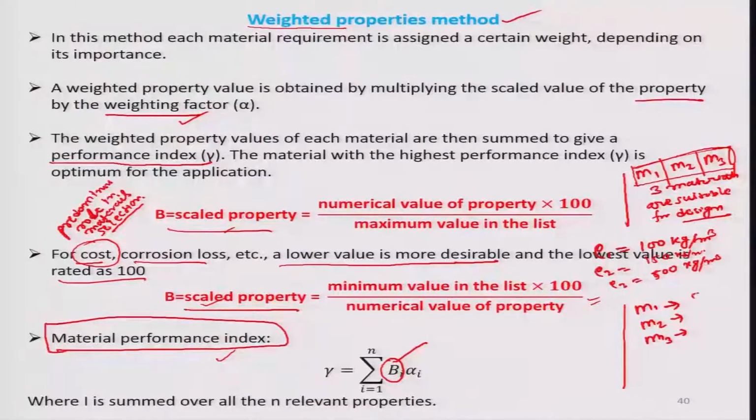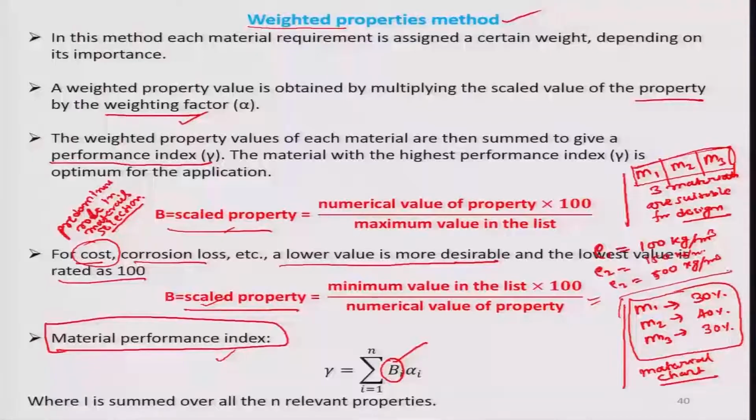Suppose that you decided that its weightage will be 30, 40% and 30%. And this weightage is based on the material chart, or you can say material index, as well as per your requirement. So, after that, for each material you have a scaled property as well as a weighting factor. Then, using this formula, you calculate the overall material performance index.